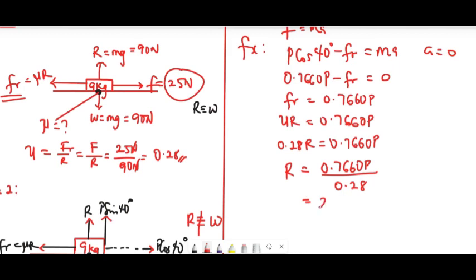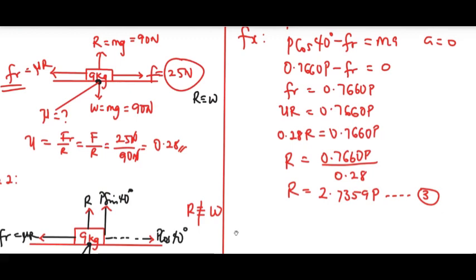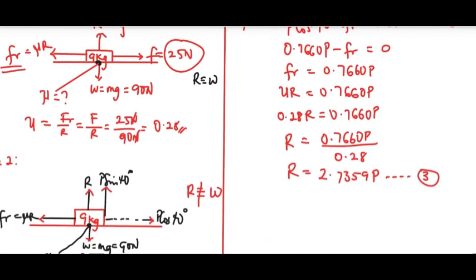So what am I going to do? I have 2.736 on approximation. Let me have it as 2.7359 on approximation. So this is my R equals 2.7359P. Let me call it equation 2. Now substitute equation 2 into equation 1.